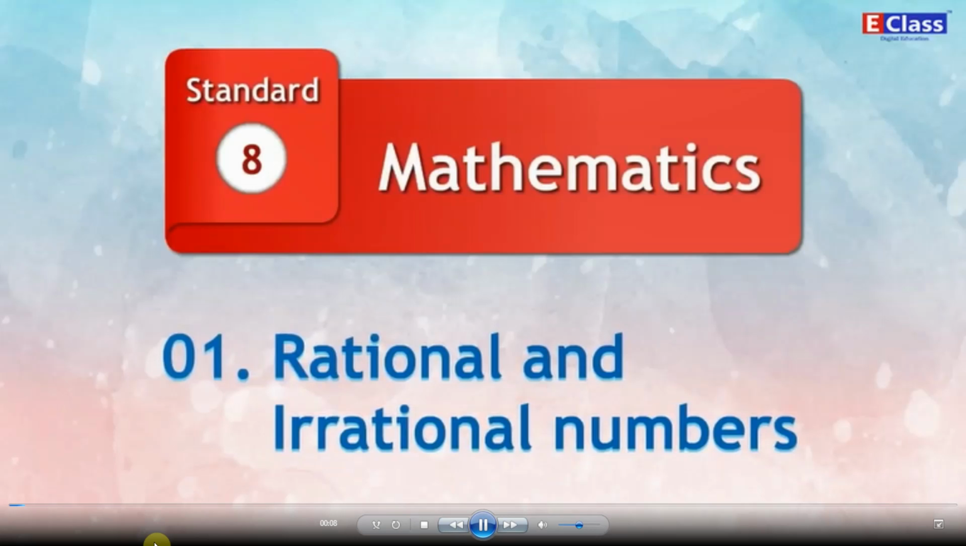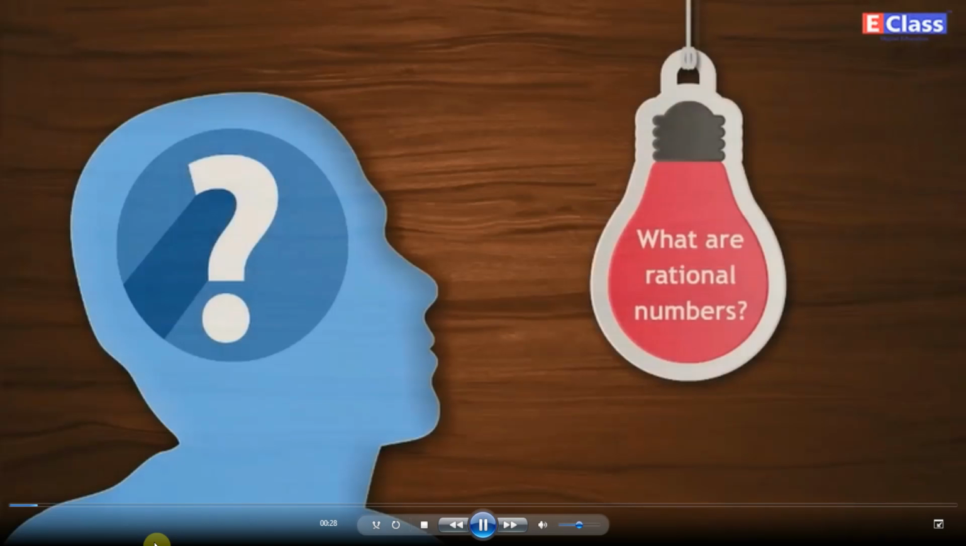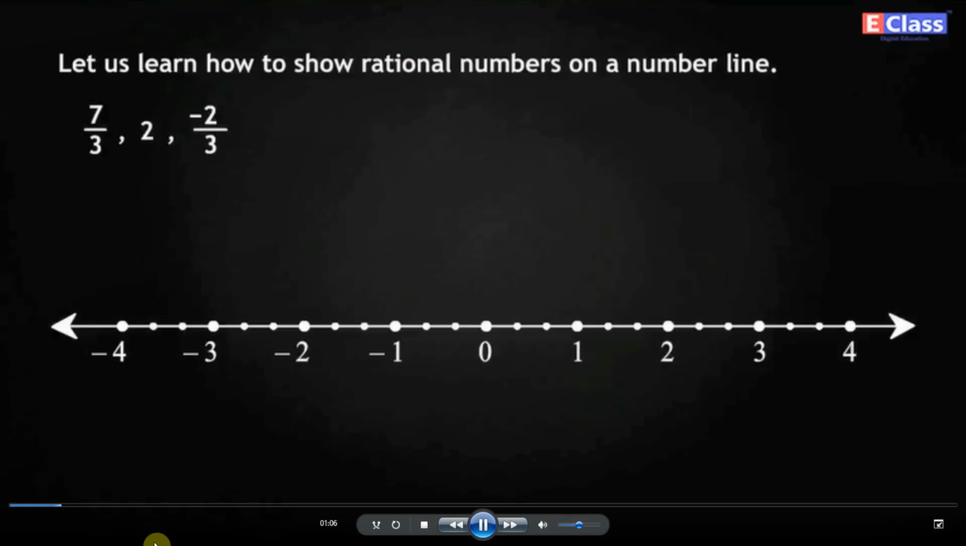Let's recall what we have learned about natural numbers, whole numbers, integers, and rational numbers. What are rational numbers? Rational numbers are the numbers of the form m by n, where m and n are integers and n is not zero. We have also learned that there are infinite rational numbers between any two rational numbers.